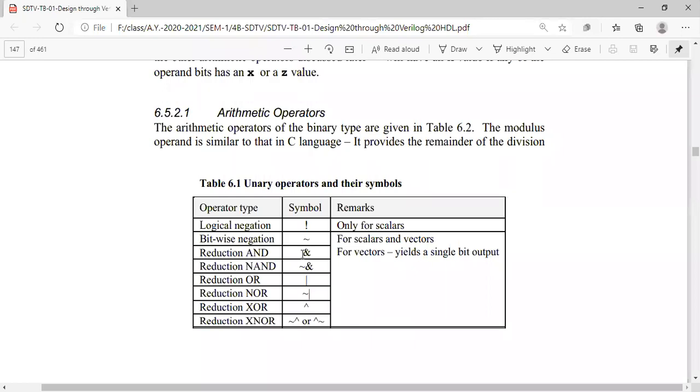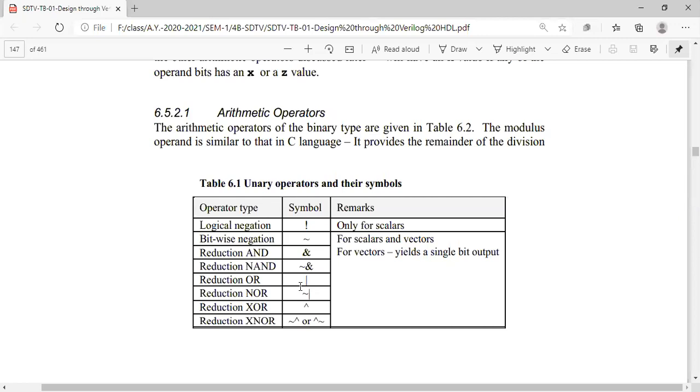That is reduction AND. We will not use this concept mostly. Reduction NAND, NOR, or these types of concepts we are almost not using. If you use them also, they yield a single bit output only. At last we will get only one output, as we are performing the operation on the 4 bits. At last we will get only a single bit output.